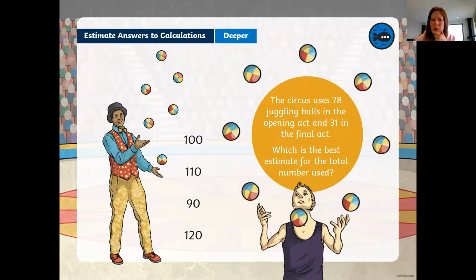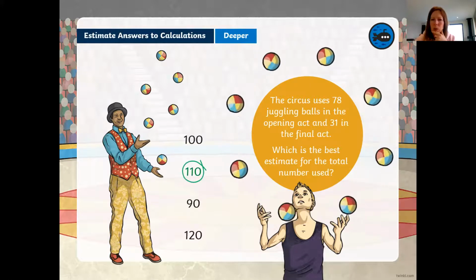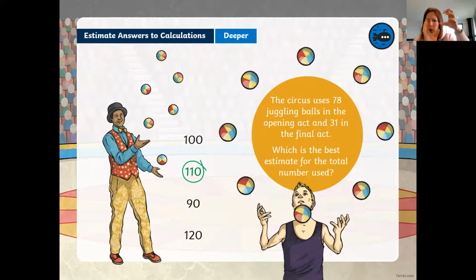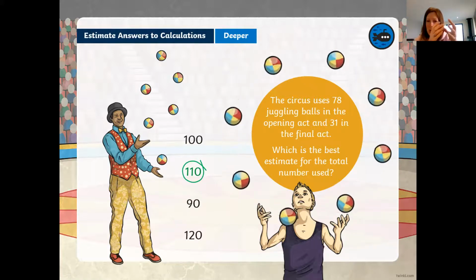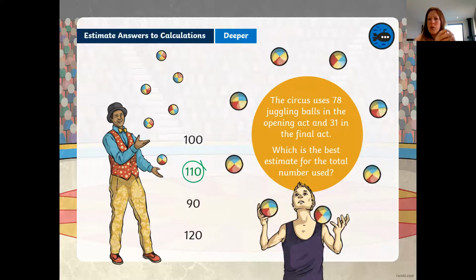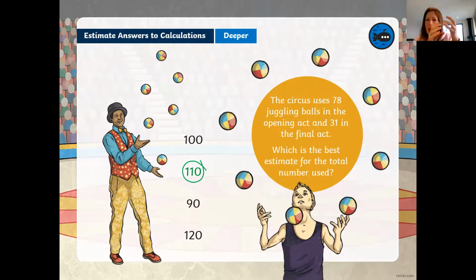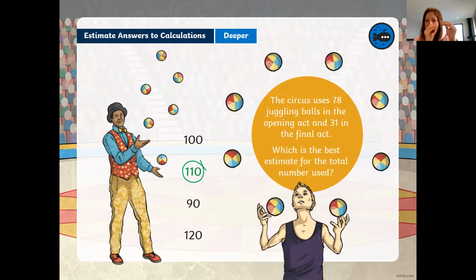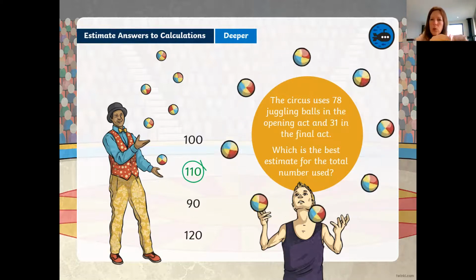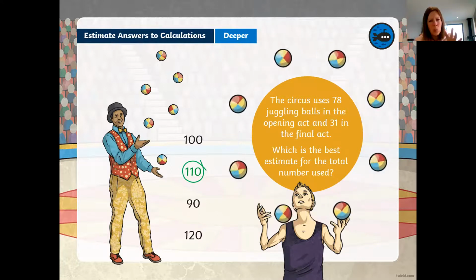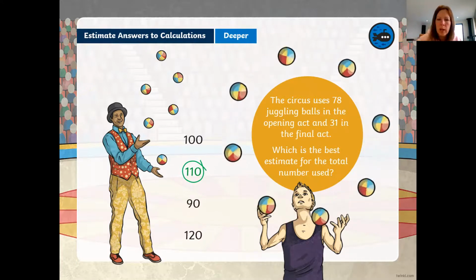Let's see if we're right. Yes, we are. We've got a green circle. We took the two numbers, we rounded them, and we added them together because it was an adding type of question. So we've got our estimate of 110. If we were going to add 78 and 31 together, our answer should be somewhere close to 110. If it isn't, there's been a mistake somewhere along the way that we need to check.